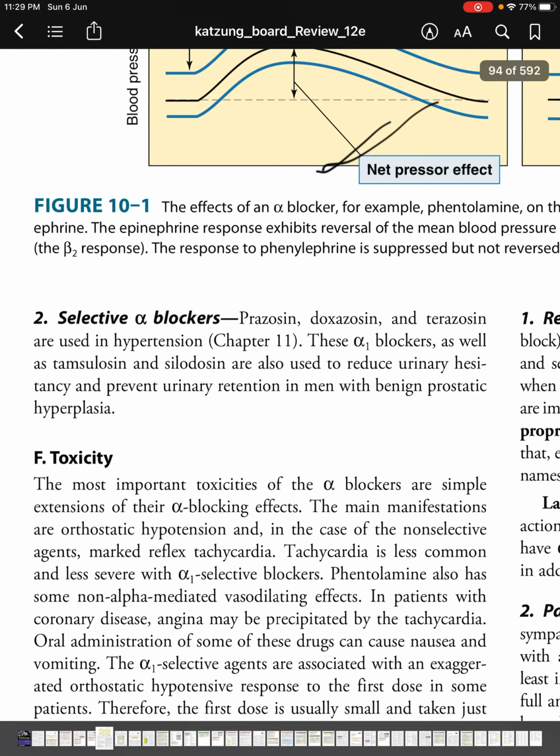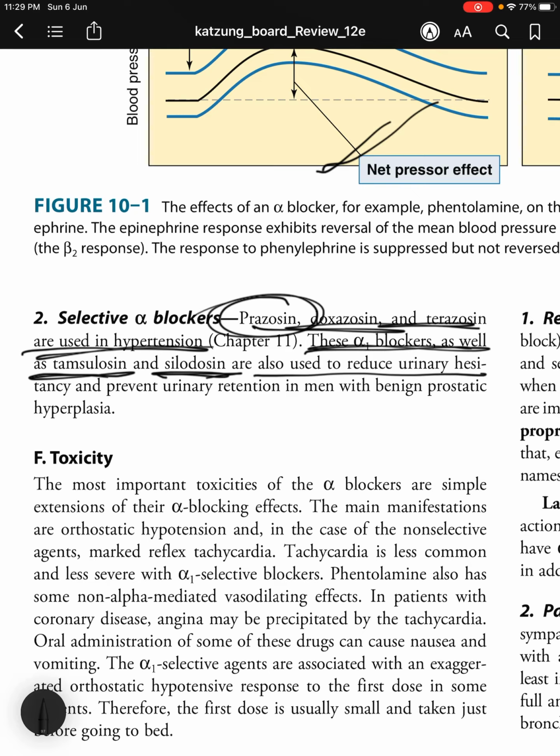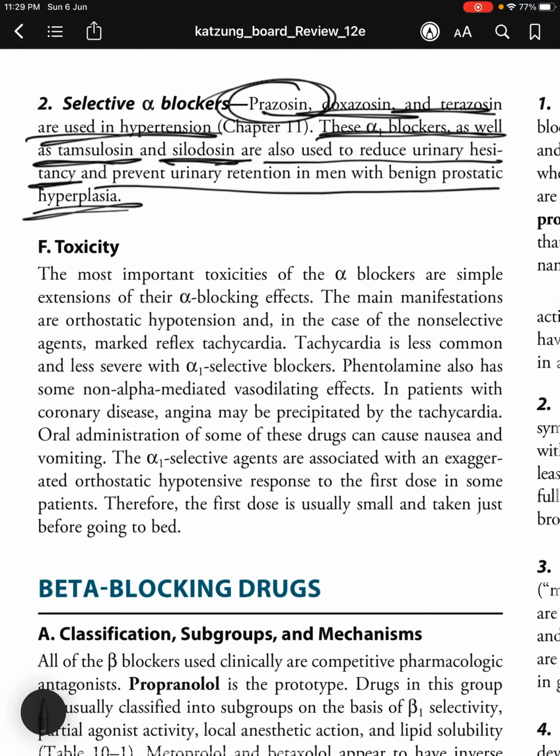So coming to selective alpha blockers, we have prazosin, doxazosin, and terazosin, which are used in hypertension. Okay, prazosin, the 'P' for primary, since your heart is of primary importance, so it is used in hypertension. These alpha 1 blockers as well as tamsulosin and silodosin are also used to reduce urinary hesitancy and prevent urinary retention in men with benign prostatic hyperplasia.